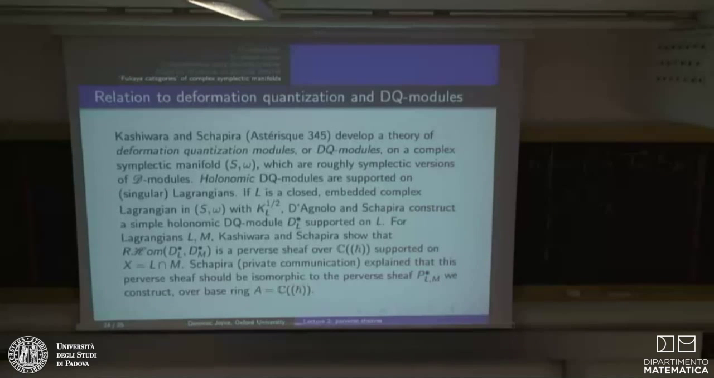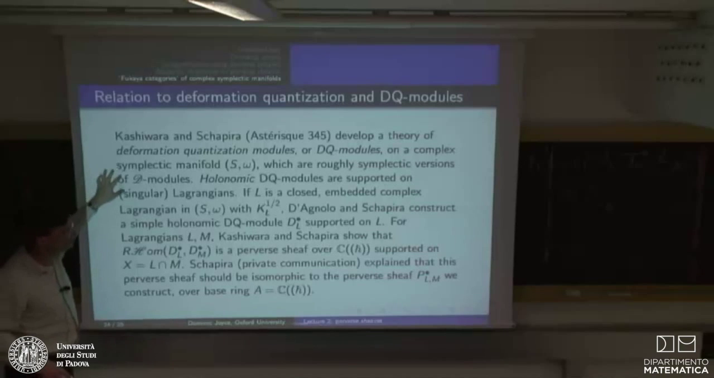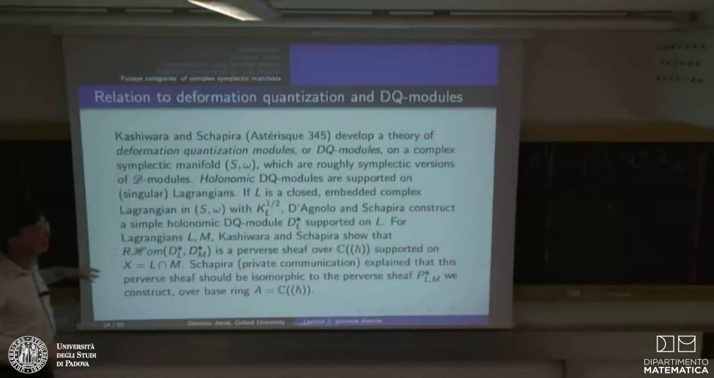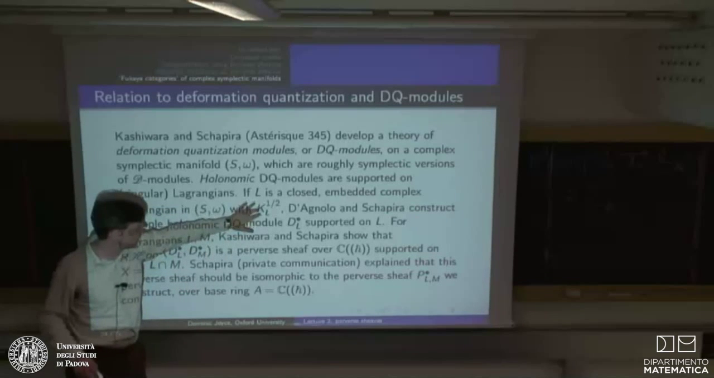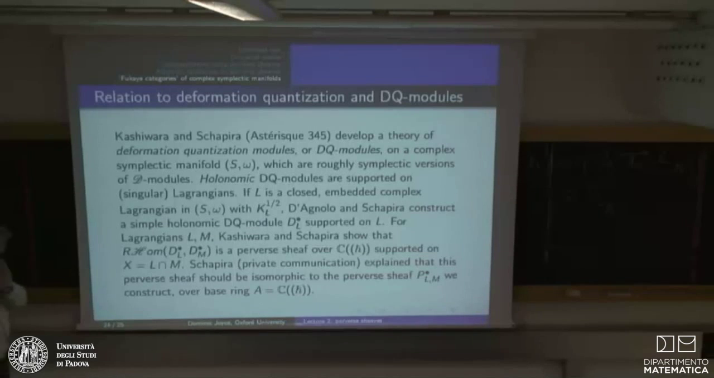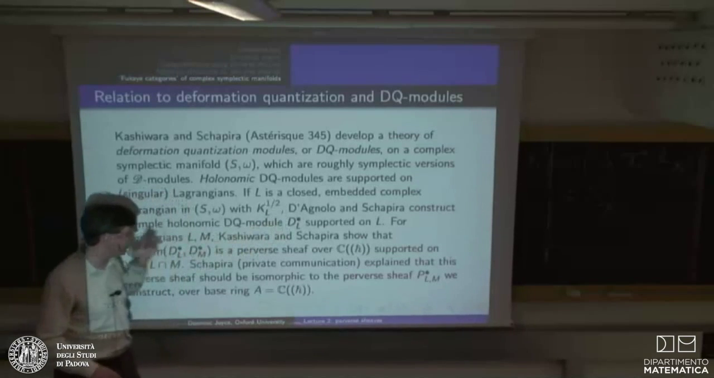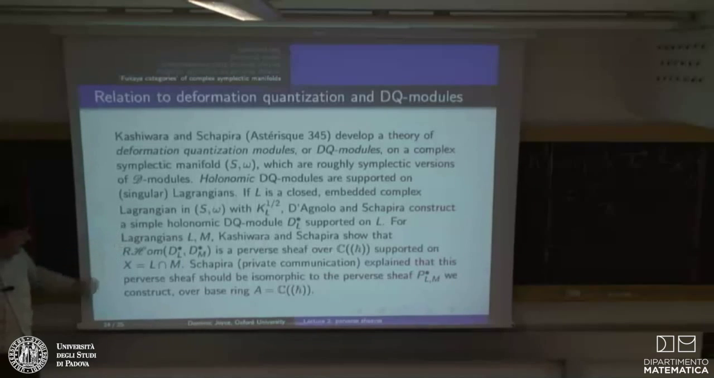So that's good. Okay, now this is related to a story which several people here know more about than I do. Kashiwara and Schapira develop a theory of deformation quantization modules, or DQ modules, on a complex symplectic manifold. So these are roughly symplectic versions of D-modules, I think, or holonomic D-modules. So holonomic DQ modules are supported, I believe, on Lagrangians, possibly singular. And if you have a closed embedded complex Lagrangian L in S, omega, with a choice of square root of its canonical bundle, I believe that Kashiwara and Schapira construct a simple holonomic DQ module, D_L, supported on this Lagrangian L.